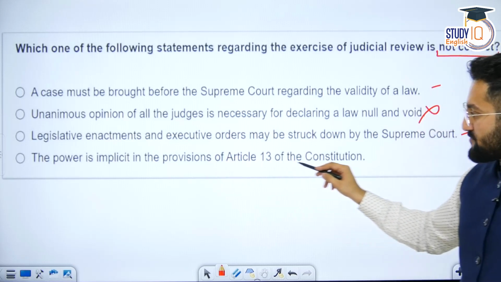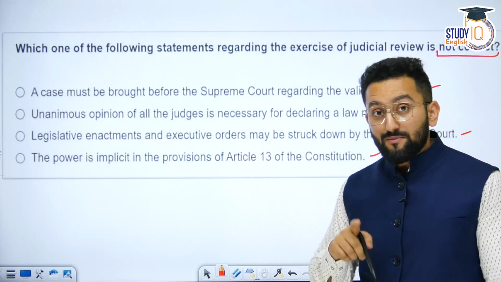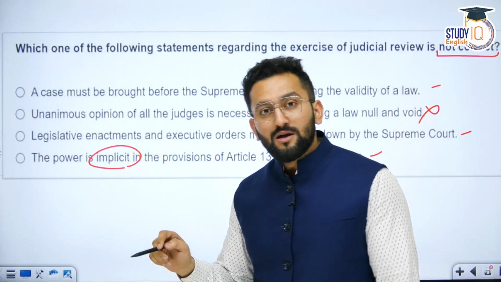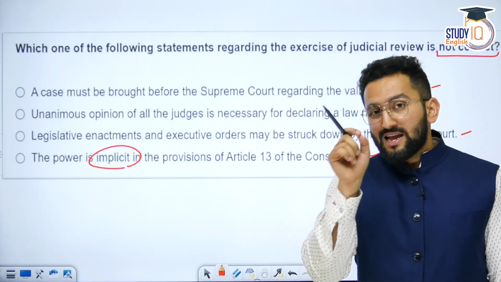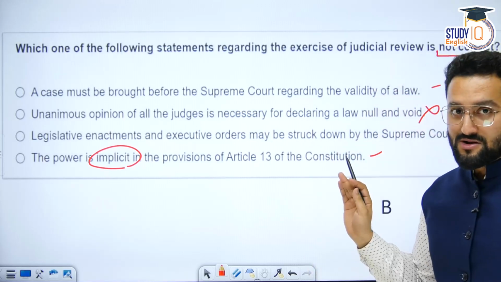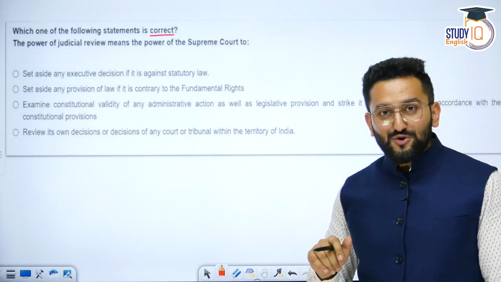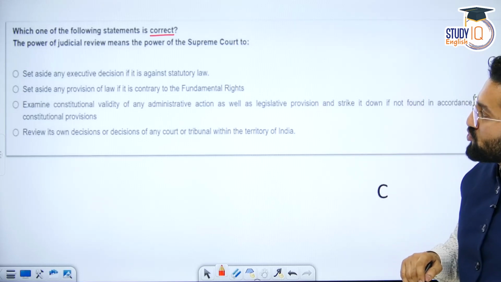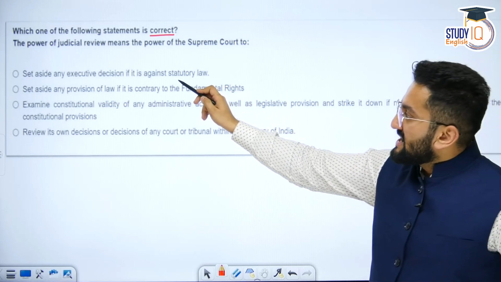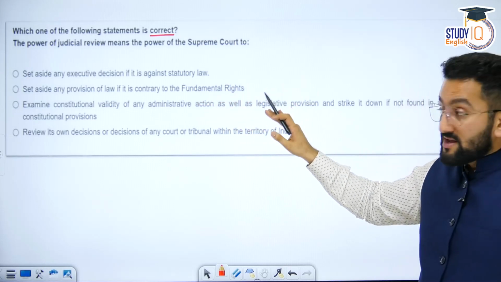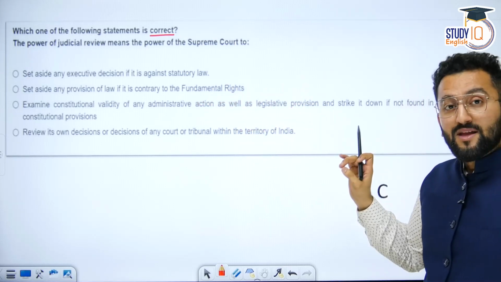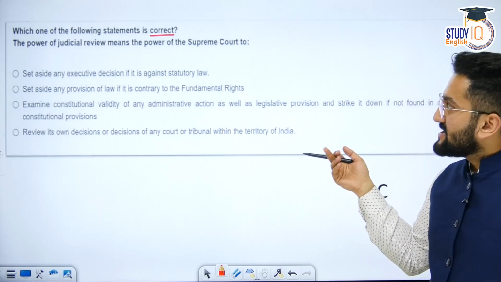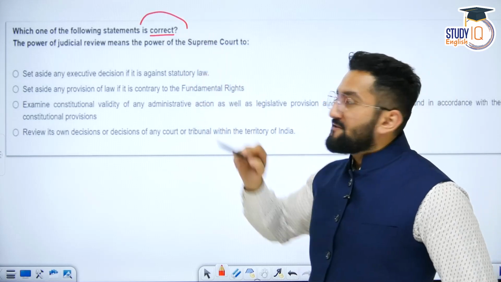The power is implicit in the provision of Article 13. Please remember, if UPSC makes another statement and says explicit, then that statement would be wrong, because the word judicial review is not mentioned in Article 13. Now the next question: which one of the following is correct? The power of judicial review means the power of the Supreme Court to set aside any. Now please read the statements in detail, because some statements would be close to correct, right? But we have to identify the correct one.